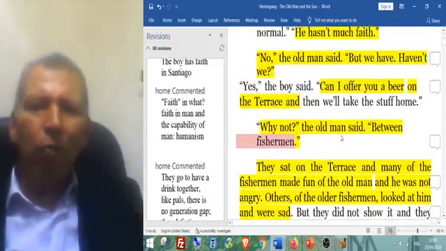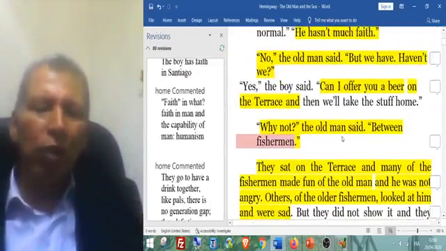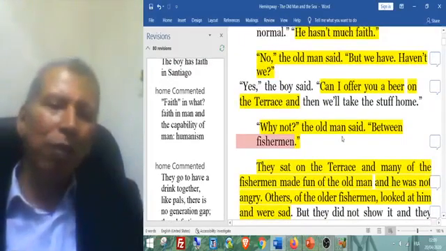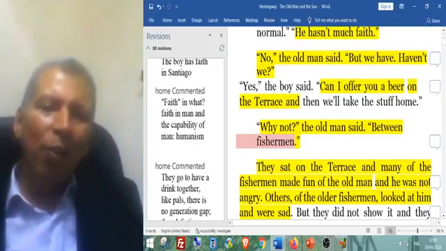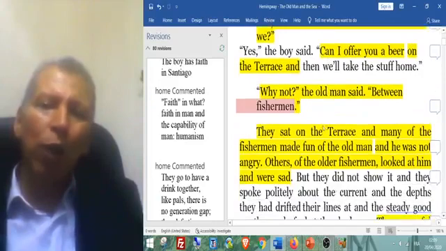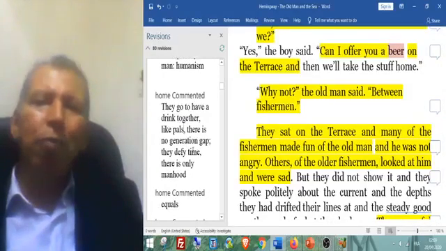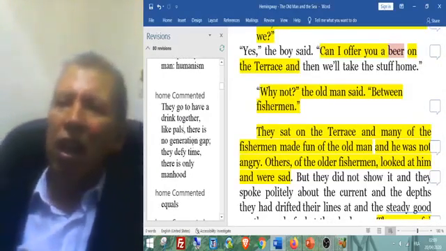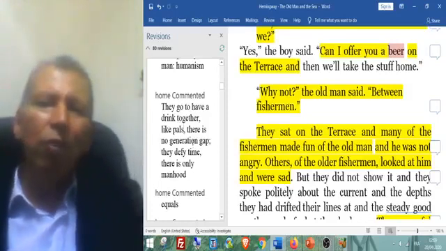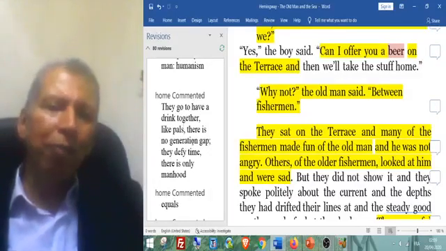Why not, the old man says, between fishermen? Well, let's go and have a drink between fishermen. Yes, so it's mutual. Santiago has faith in the young boy as well, because he knows with whom he is dealing. Can I offer you a beer on the terrace, and then I'll take this stuff home? Why not, the old man said, between fishermen.